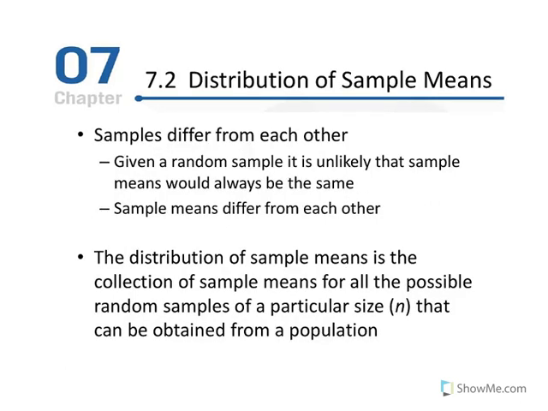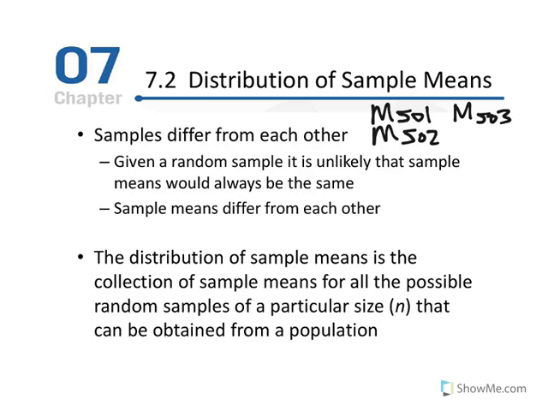So again, just to summarize, samples differ from each other. Again, we're talking about, let's say sample 1, let's say section 501, the sublabel is just a name for that sample. Sample 2, and then sample 3, right? It's unlikely that these samples will all be the same. Sample means differ from each other, as I just said, and they differ from the population mean.